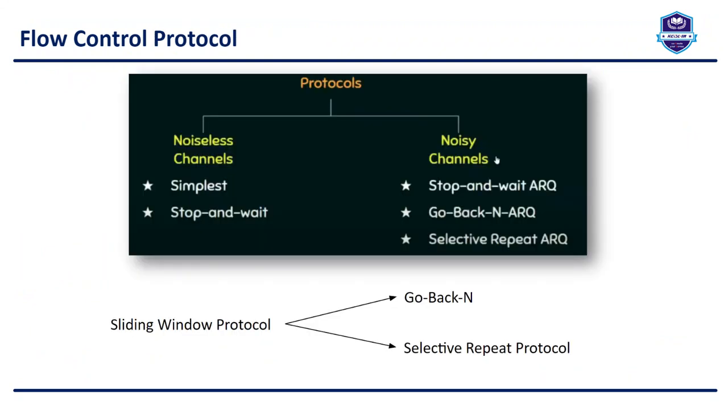So there are two types of flow control protocols. One is noiseless channels, and another is noisy channels. In noiseless channels, there are two types: one is the simplest protocol, and the next is the stop and wait protocol. In noisy channels also there are two types: one is stop and wait automatic repeat request, and the other is sliding window protocol. This sliding window protocol is classified into two types: go back N automatic repeat request and selective repeat protocol.